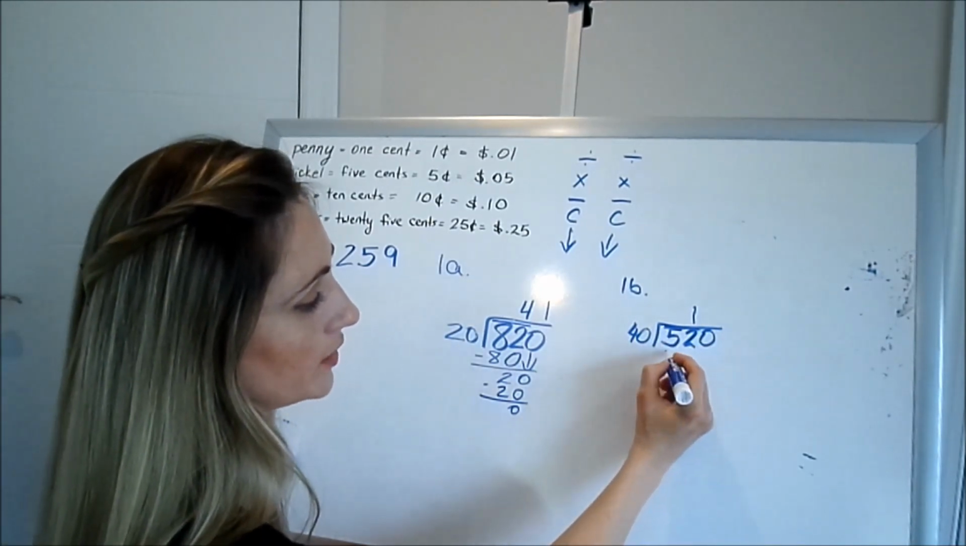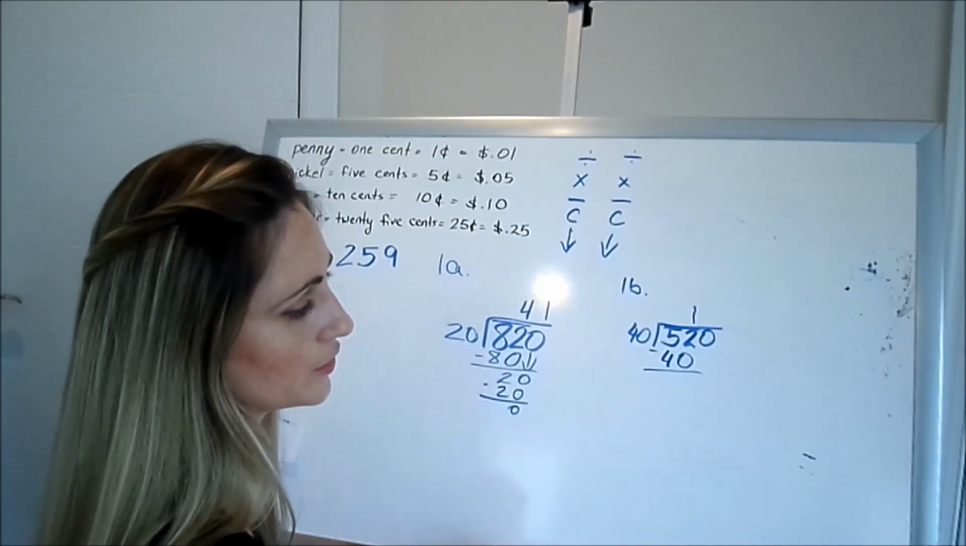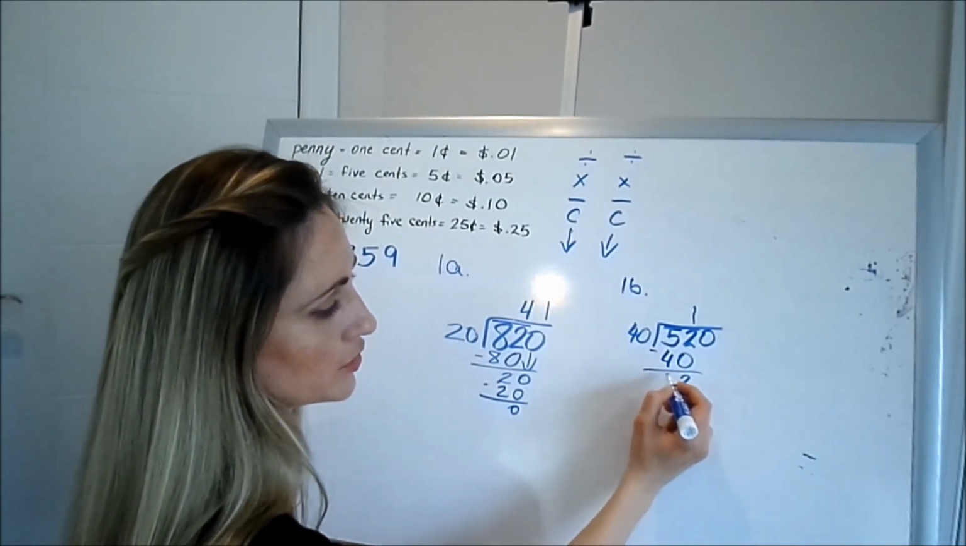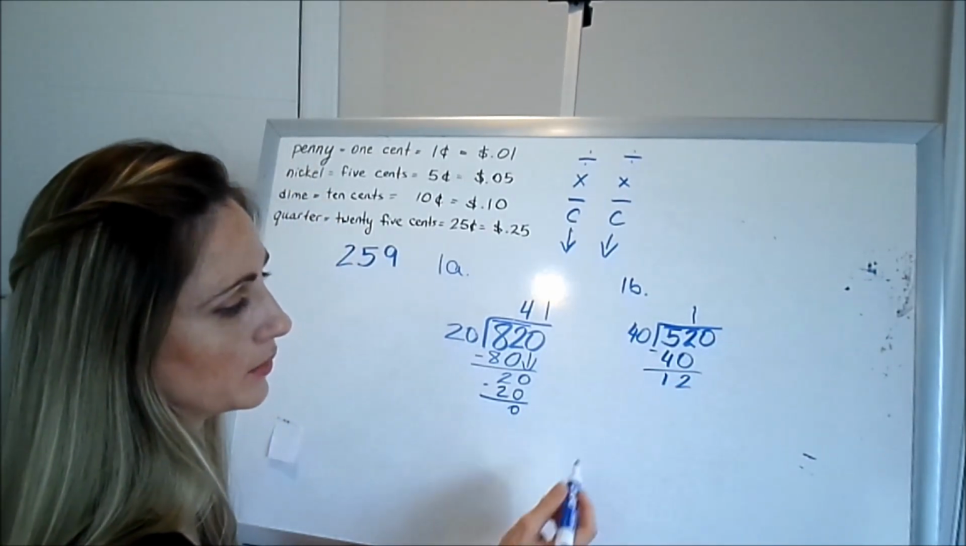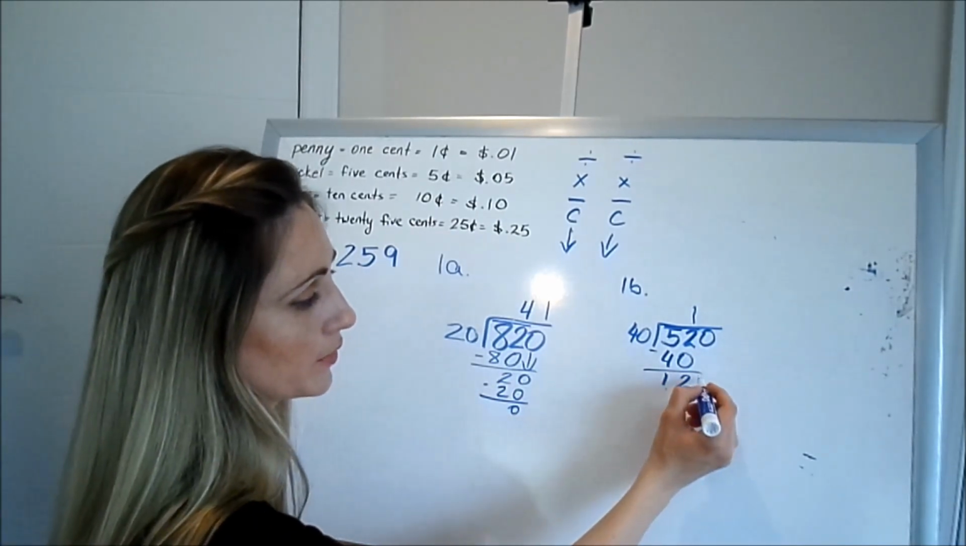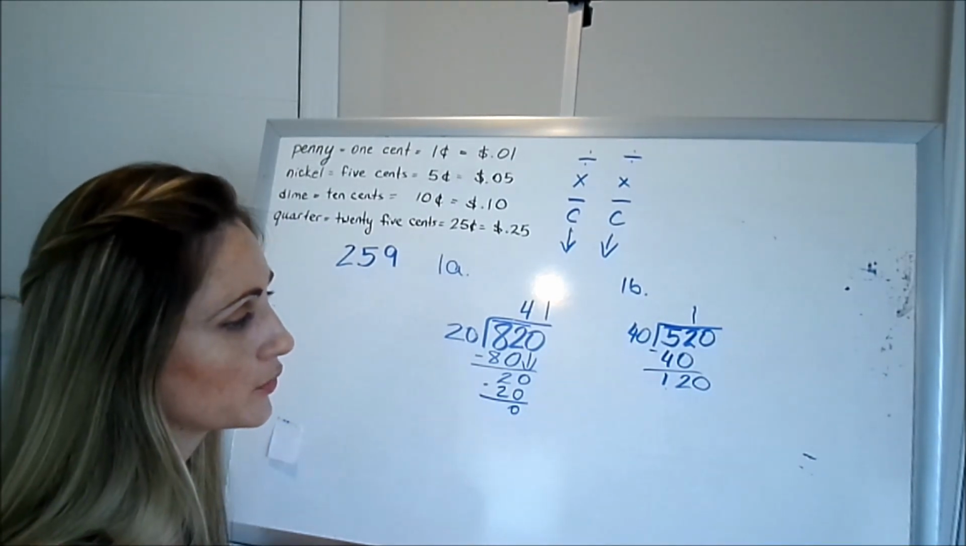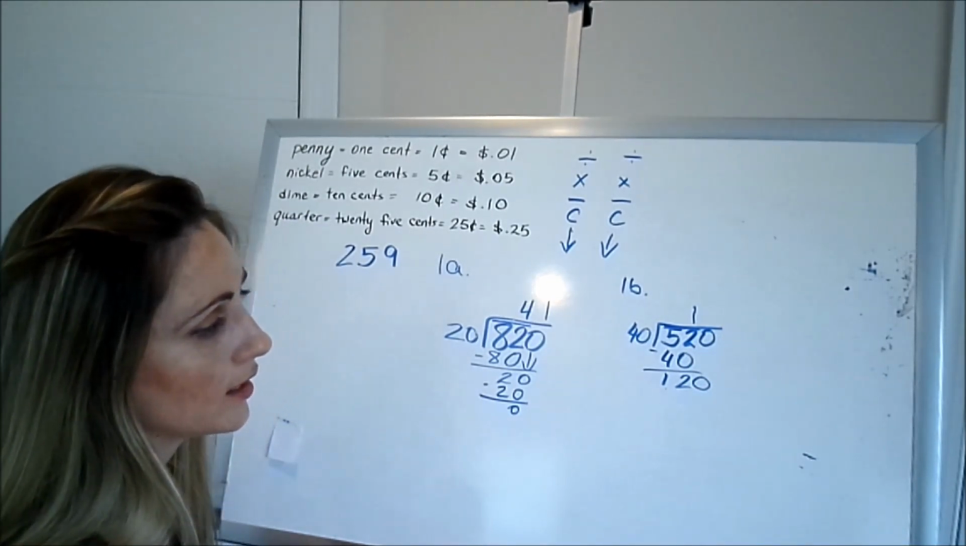1 times 40 is 40. I'm going to subtract. 52 minus 40, there's my 2, there's my 1. I'm going to compare. 12 is less than 40. And I'm going to bring down the 0. That's it. 120 divided by 40.